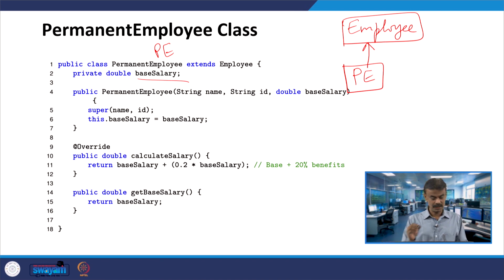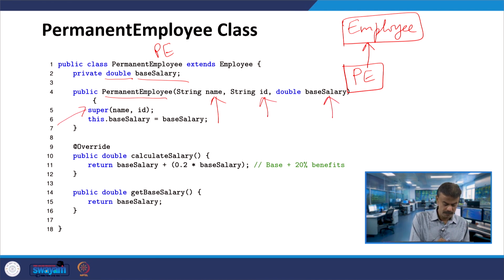So, base salary is a private member data whose data type is double, and here you have the constructor PermanentEmployee. Here you have name, ID and base salary. Okay. All right. The super method, or super keyword: you have name comma ID. That means it will invoke the super class.